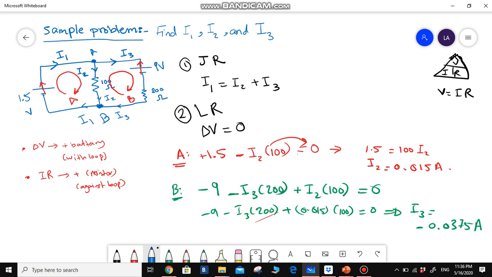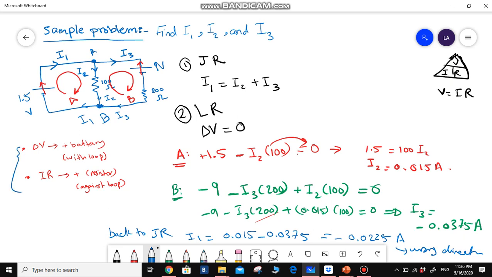So the loop rule helped me to find I2 and I3. Go back to the junction rule. I know that I1 is equal to I2, which is 0.015, plus negative 0.0375, and this will give me also a negative number, negative 0.0225 amps. Also, I1 is assumed here in the opposite direction. It's the wrong direction. But anyway, it doesn't affect the magnitude of it. I hope that it's clear. I know it's a new idea. Just if you know these, everything will be easy.